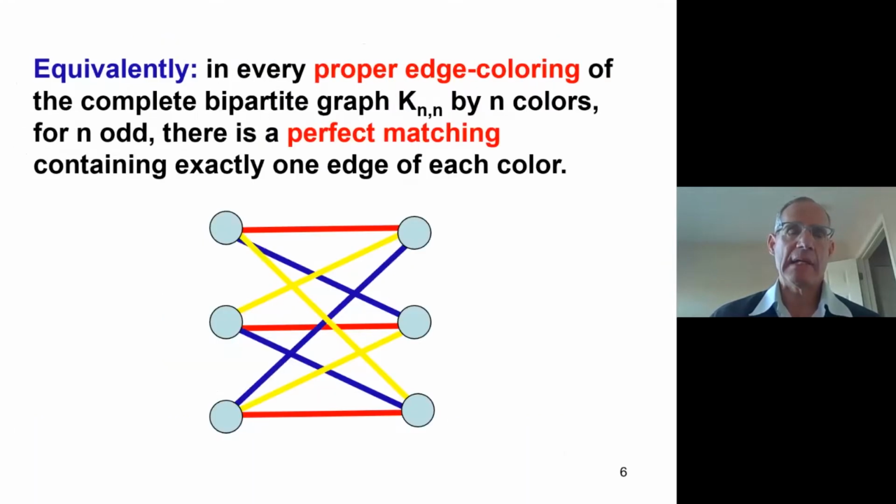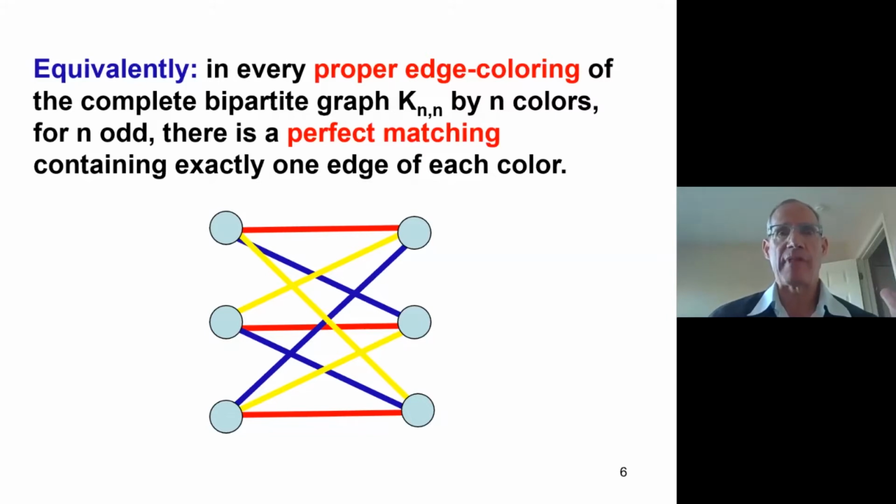So I want to state this conjecture in an equivalent form, because this will be closer to some of the things I'll discuss later. So here is an equivalent form. Whenever we have a proper edge coloring of the complete bipartite graph K_{n,n} by n colors for n odd, there is a perfect matching containing exactly one edge of each color.